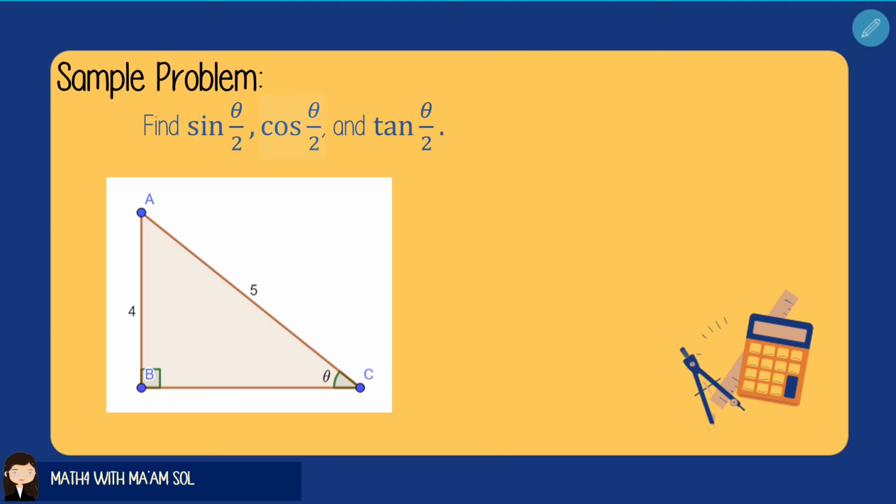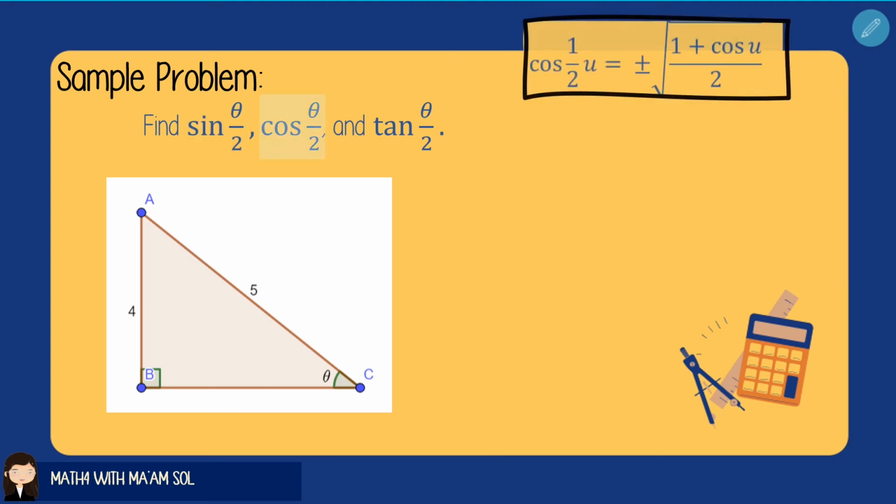We also solve for cosine of theta over 2. So cosine of 1/2 u, remember, is equal to the positive or negative square root of 1 plus cosine u all over 2, but we're only taking the positive. So cosine of theta over 2, therefore, is equal to the square root of 1 plus cosine of theta, which is 3 over 5, all over 2.